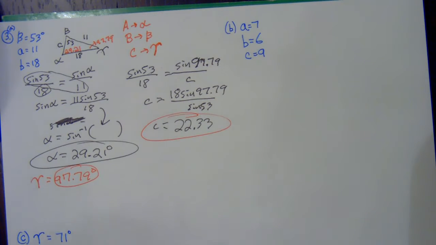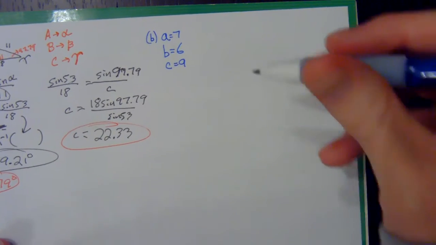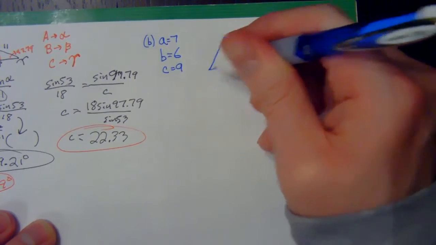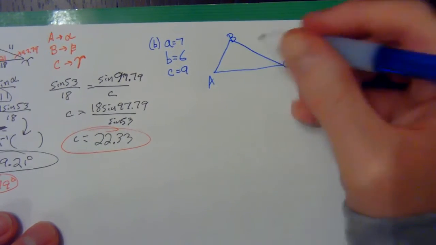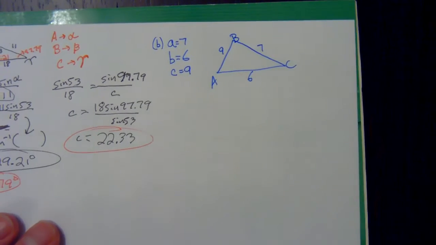All right, now letter B is you're given all three sides of a triangle. So we're going to do this one from scratch, and I'll just talk you through a couple of the other ones here. So again, draw yourself a triangle. This time I'm just going to use A, B, and C. And then the little a is 7, little b is 6, little c is going to be 9.